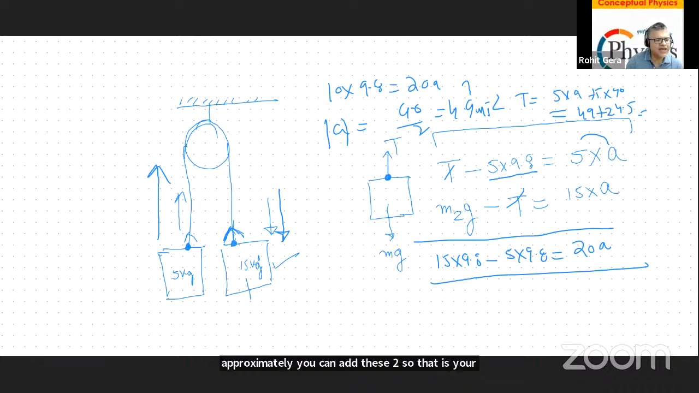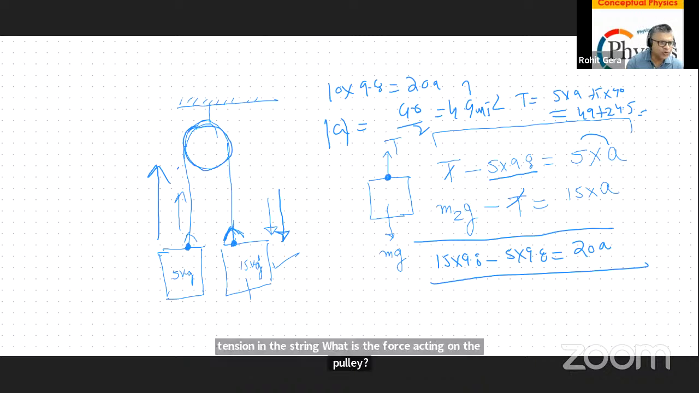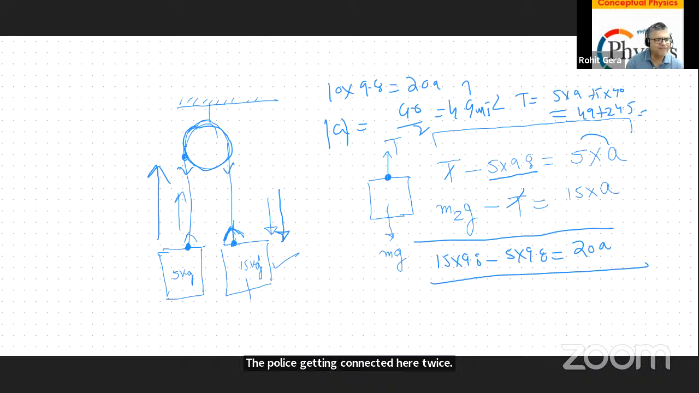What is the force acting on the pulley? The pulley is getting connected here twice. The string has only one job at the edge. Pull everything in the opposite direction. If it is pulling like this, then the pulley gets pulled downward. But the pulley is massless. Since the pulley is massless, therefore the net force on the pulley is 0.